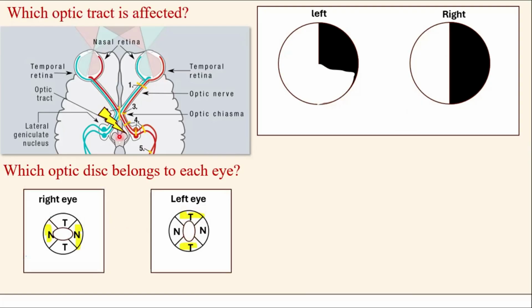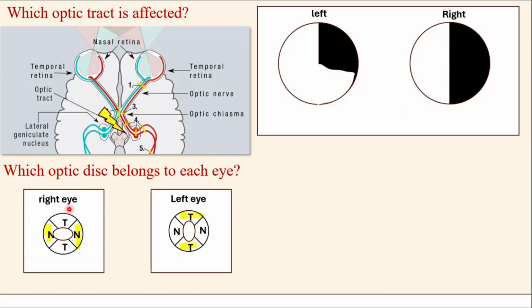Again, for the others, the optic tract is affected here, the left optic tract. So what we have in the left optic tract is the nasal fibers of the right eye. So what is the nasal? This one and this one, atrophied.